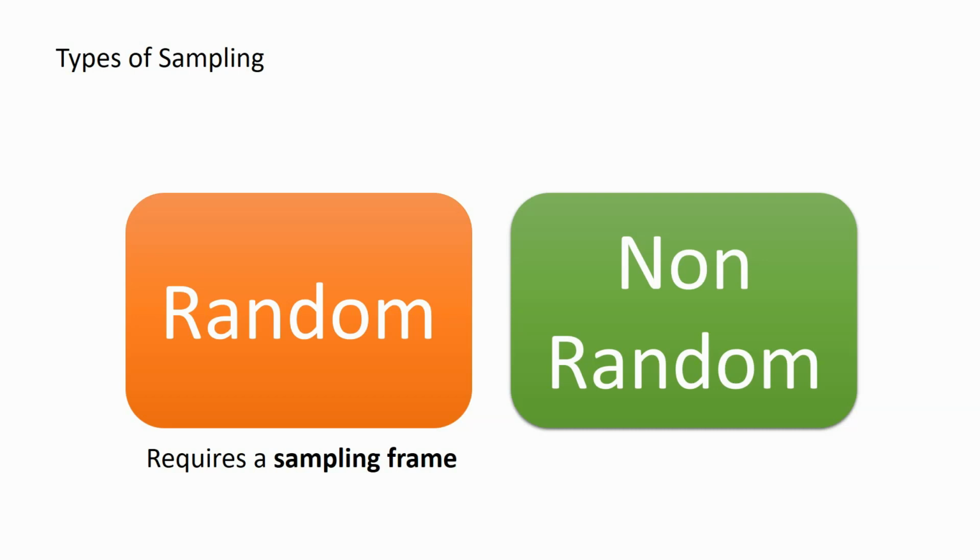Now this is the more important bit. So we've got types of sampling, and there are 2 types, or 2 main headings, and the first one is random and the second is non-random.